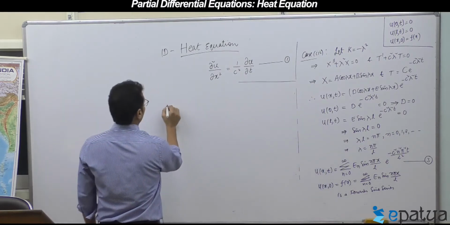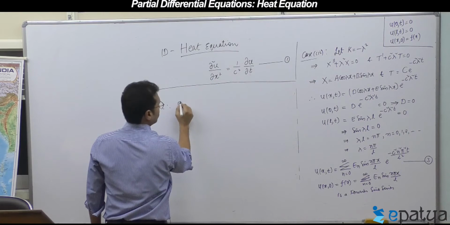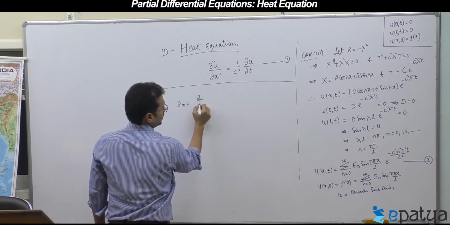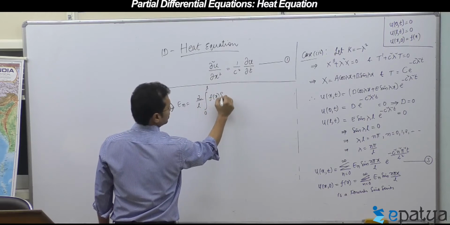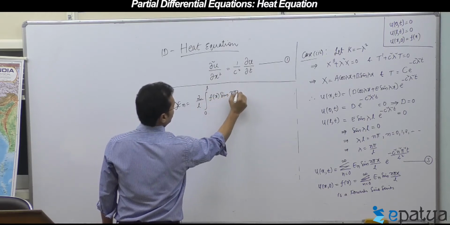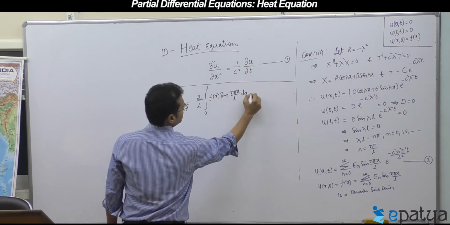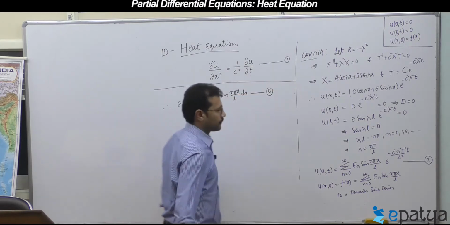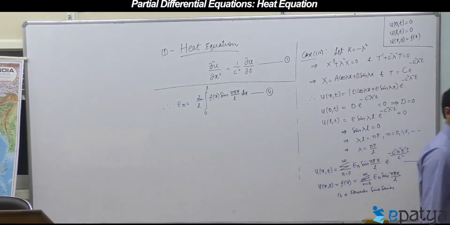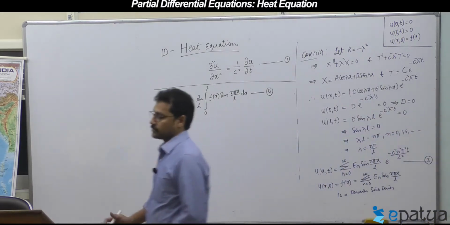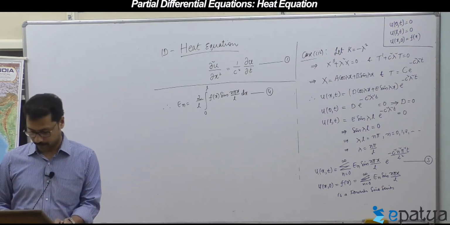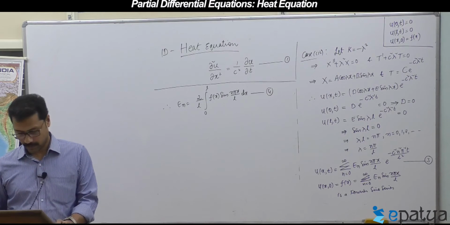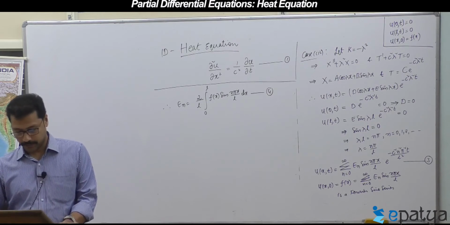Therefore, En equal to 2 by L integral 0 to L f of x sin n pi x by L dx, which is equation number 4. Therefore, the solution of the given heat equation is given by 3 and 4 together.